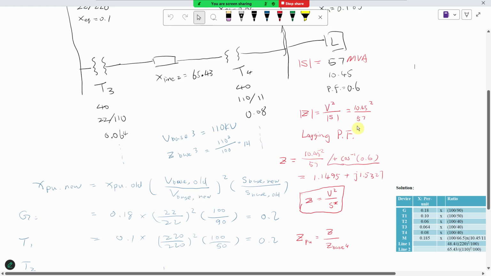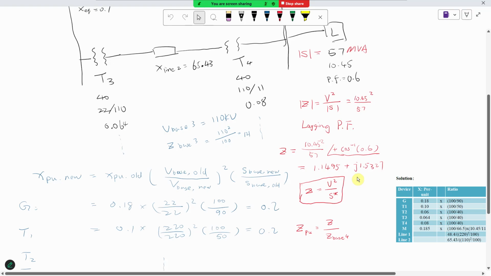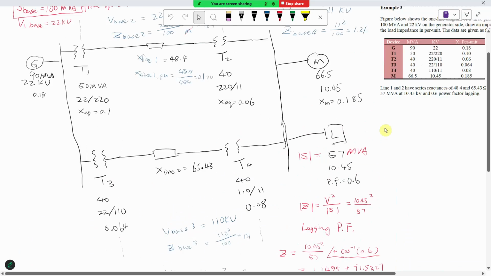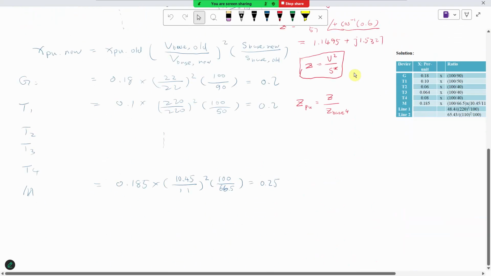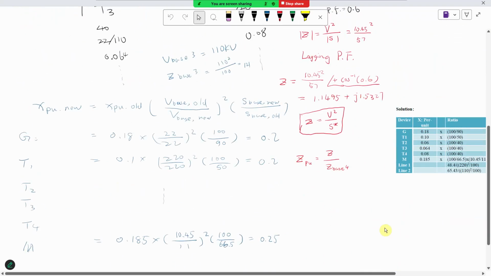We already got the magnitude from here. Then you get your angle from the power factor. So you have Z equal to this number. These are the real numbers, not the per unit system. Then you use this one divided by base 4. Where is base 4? We calculate base 4 using V squared over S. Okay, and that's everything for this one.